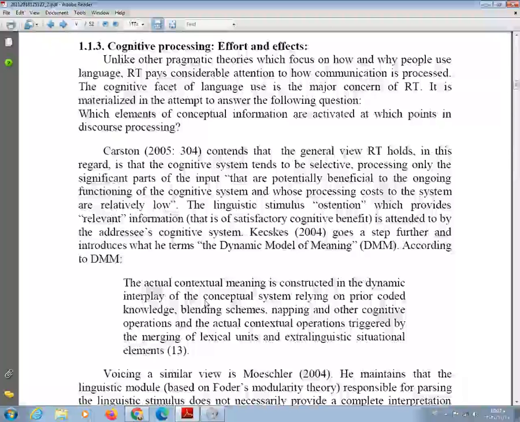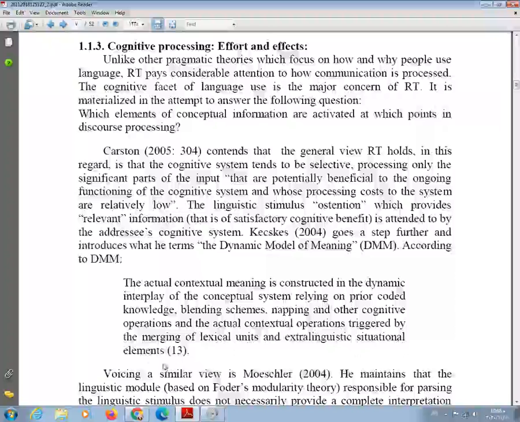Here we have a very important quote talking about the dynamic model of meaning. Let's see this. The actual contextual meaning is constructed in the dynamic interplay of the conceptual system, relying on prior coded knowledge, blending schemes, mapping, and other cognitive operations, and the actual contextual operation triggered by the merging of lexical units and extralinguistic situational elements.